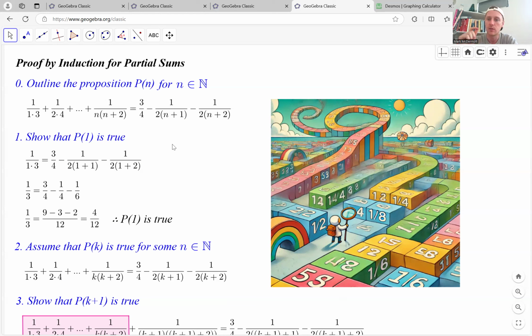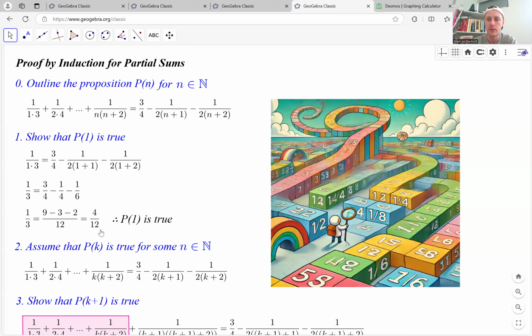Remember, our first step for proof by induction is to show that P(1) is true for the first case. So that means for the first case, with natural number n being 1, it's true. So let's take that situation: 1/(1×3) equals 1/3. I'm just looking at the right-hand side here: 3/4 − 1/(2×1+1) − 1/(2×1+2). The left-hand side is 1/3. The right-hand side, if you simplify things, you get 3/4 − 1/4 − 1/6, which is 4/12, which is 1/3.